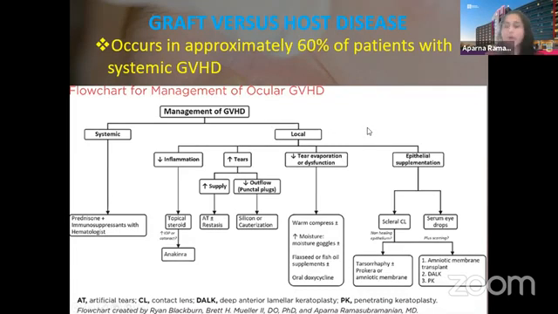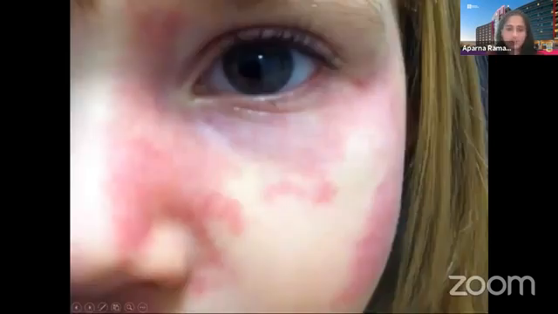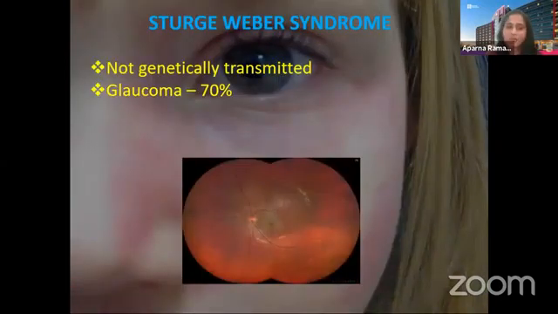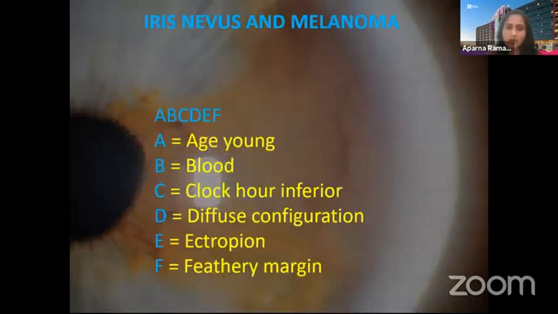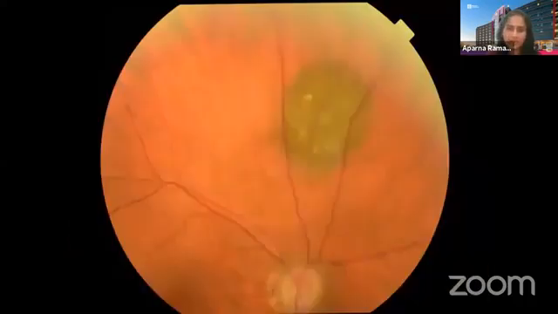Okay, sure. So this is for graft versus host disease. I'll quickly go through them. So this is a hemangioma, and in Sturge-Weber, you can have a diffuse hemangioma with glaucoma. This is combined hamartoma seen in NF2. This is an iris nevus melanoma, and you look at 6 risk factors: age, the hyphema, the inferior clock arc, diffuse configuration, ectropion, and feathery margins to differentiate nevus and melanoma.